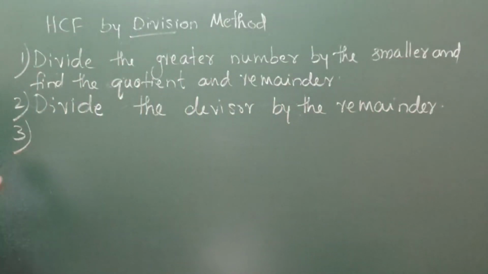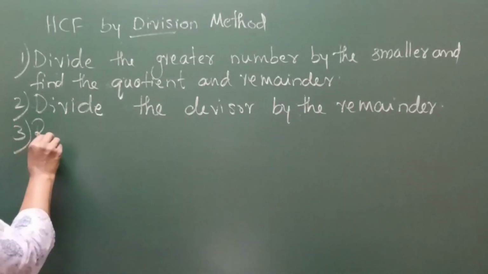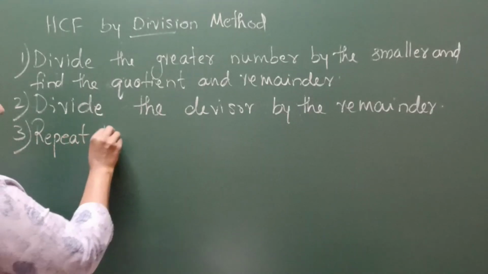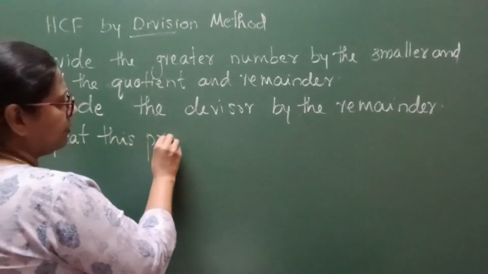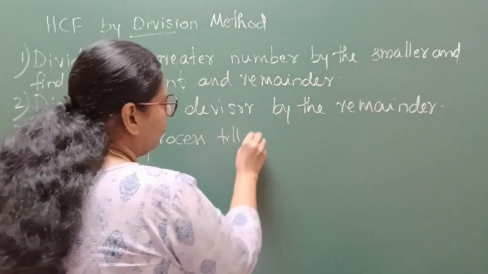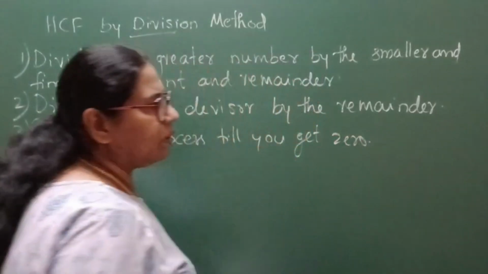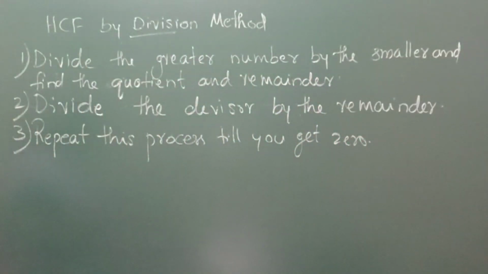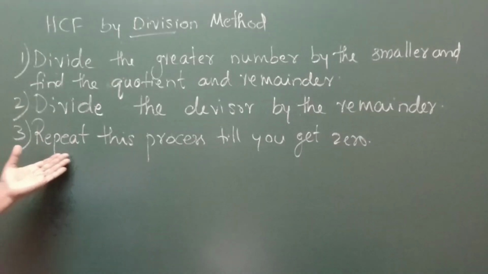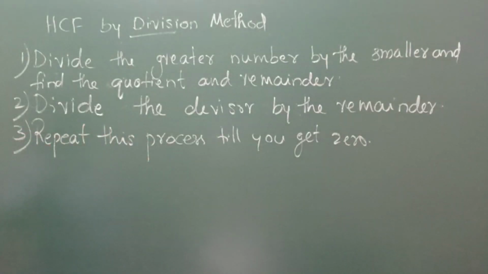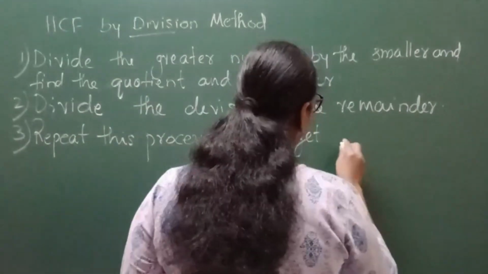Third step. Repeat this process till you get the remainder 0. There won't be anything else, only get the remainder 0.